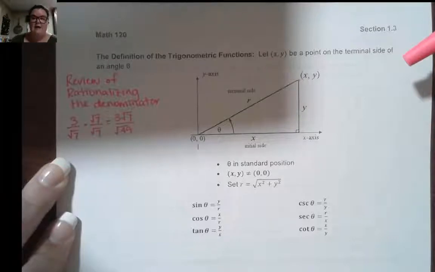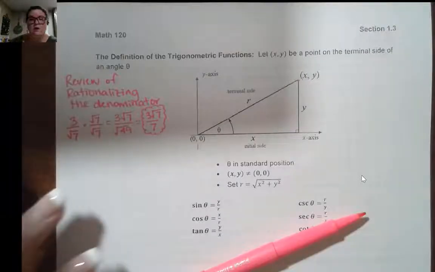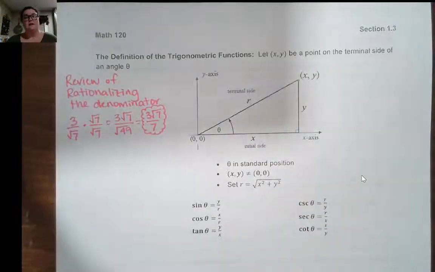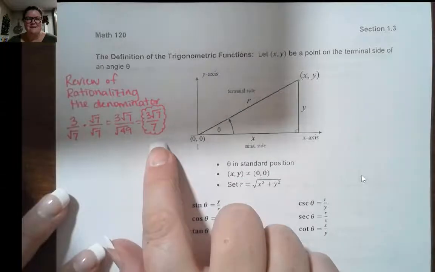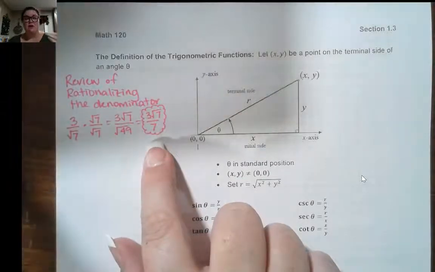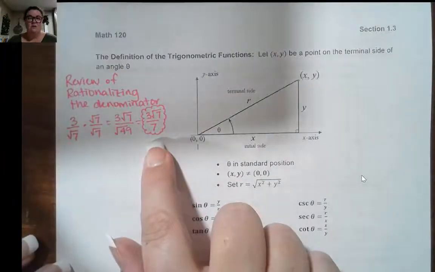I know y'all had to do some simplifying like this in my college algebra class, but since it's been a hot second, we've all slept since then, I just wanted to refresh it since I know some of your answers will come out with these radical denominators. Okay, so let's look at one more.